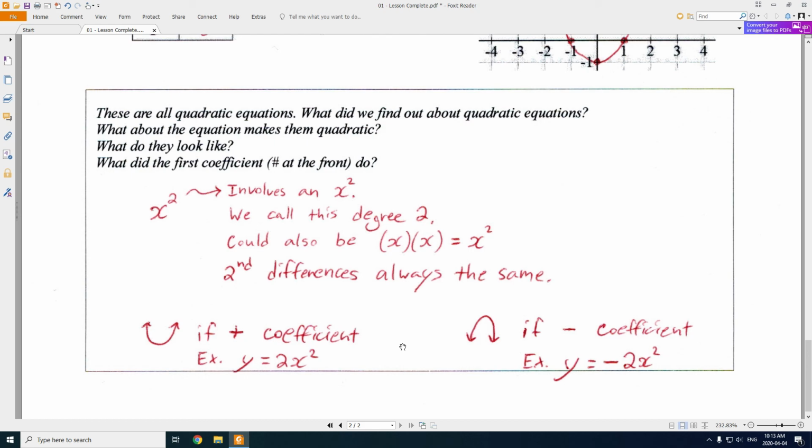So the whole point of this lesson was just getting familiar with what a quadratic is. It's a y equals x squared graph. It involves an x squared. It looks like a U. The second differences are the same if you look at your table of values. And if there's a positive out front, it opens upwards. Say it's happy. And if there's a negative out front, it's a frown, it's sad, it's opening down. Those are our big ideas so far.